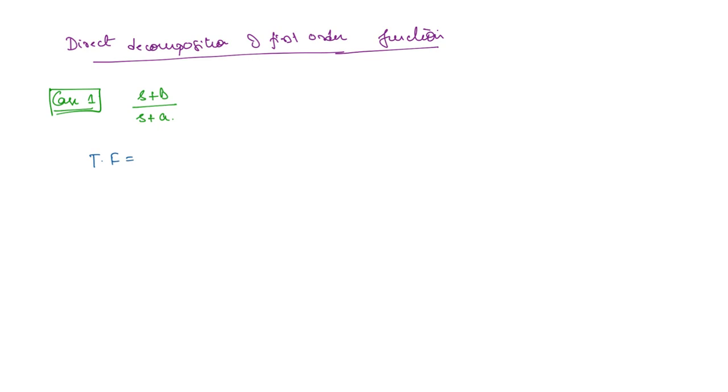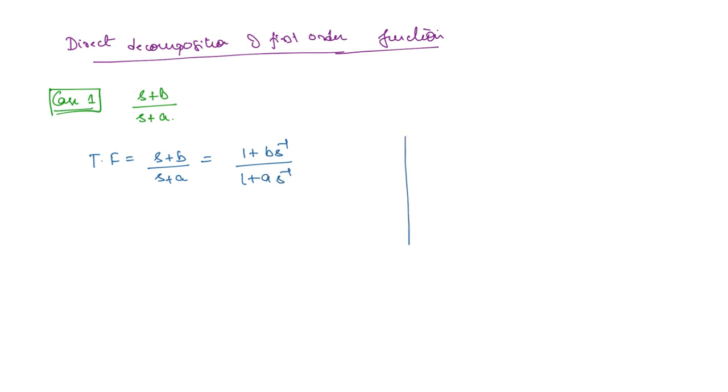In that, what we did: transfer function is equal to (s + b) by (s + a). We have to divide by the highest power of s. Here it is only s to the power 1. So you're going to get (1 + b s^-1) by (1 + a s^-1).